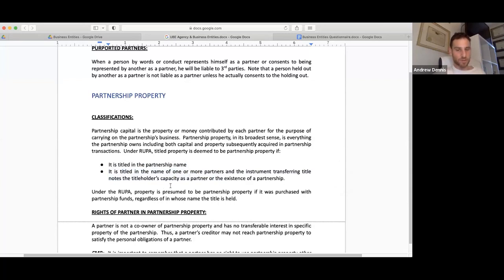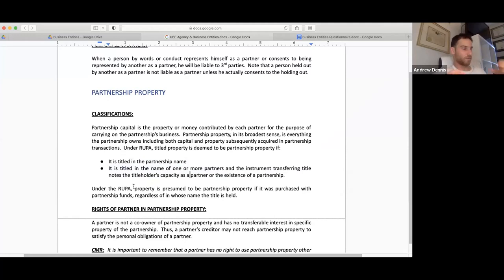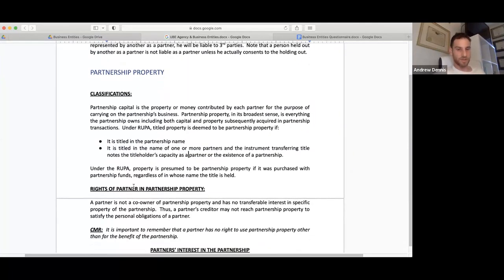Under RUPA, property is presumed to be partnership property if it was purchased with partnership funds, regardless of whose name the title is held. So recognize that if a partnership owns property, the property is part of the partnership. It's not owned by the partners individually, it's owned by the partnership.